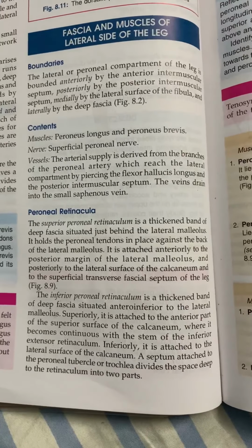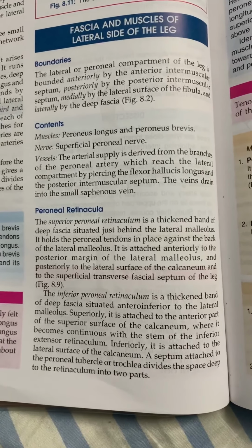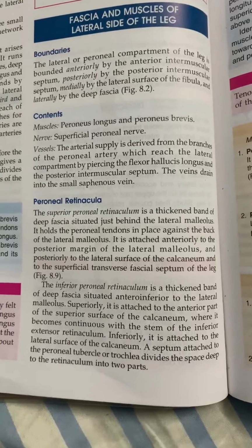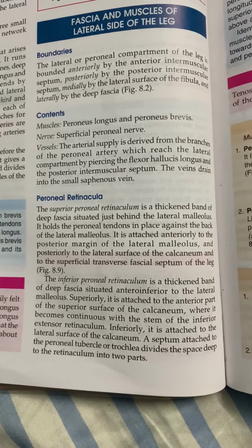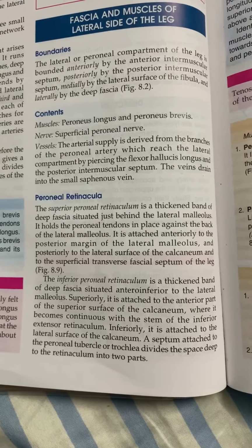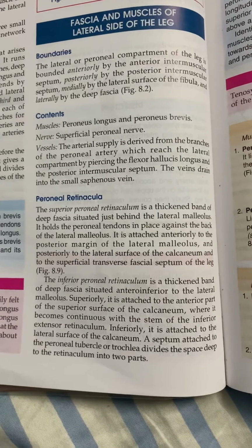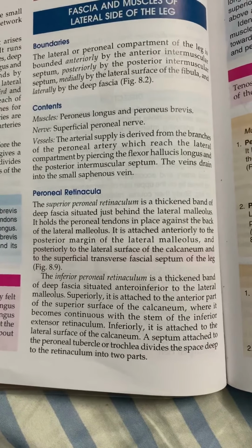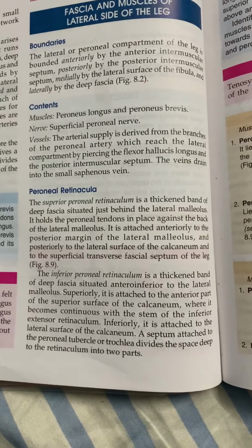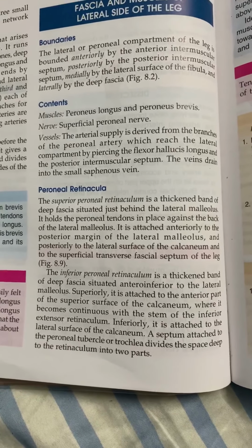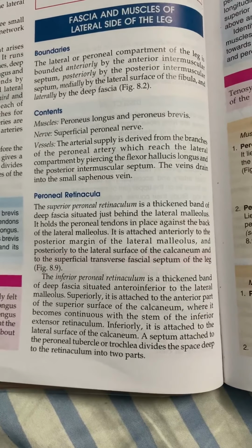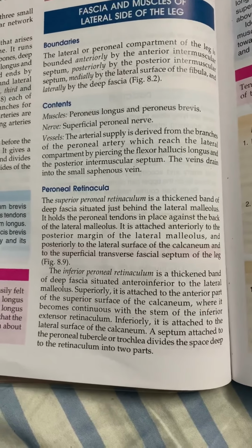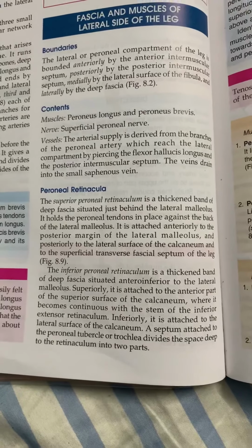Okay, and then the inferior peroneal retinaculum, it is situated inferior to the lateral malleolus, and it is attached to anterior part of superior surface of the calcaneum. Remember the non-articular part? So it is continuous with the stem of inferior extensor retinaculum, and inferiorly it is attached to the calcaneum, that is the lateral surface as it is present on lateral side. So superior goes from lateral malleolus to calcaneum, inferior goes from calcaneum to calcaneum.